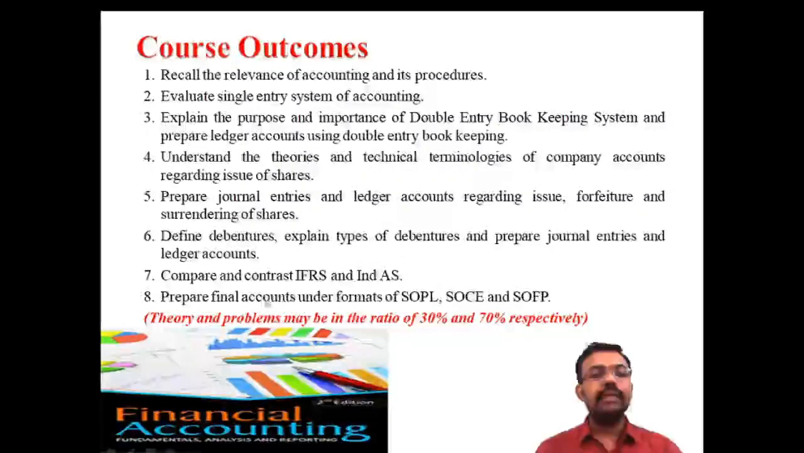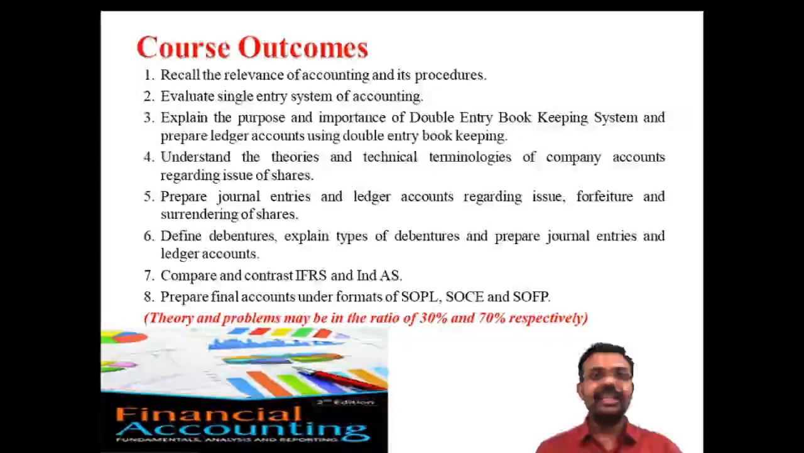One important element is the theory and the problems. Financial accounting is related to the problem side and the theoretical side. Approximately 70% is related to problems and 30% to theory. In an 80 marks paper, you can expect 70% of the questions from the problem side and 30% from the theoretical side. That is the proportion of theory and problems in financial accounting.